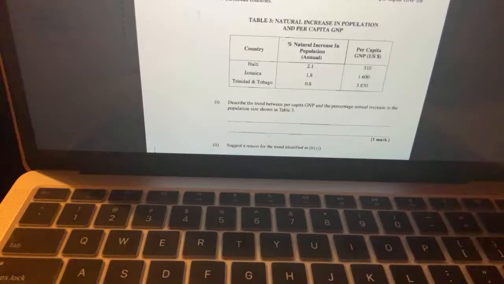So you're not explaining anything, for part one, you're just describing the trend. So how would you describe this trend in the table? So Dom says as per capita increases, natural increase decreases. Are we agreeing with Dom? That's a beautiful way to summarize it. That's your easy one mark there.